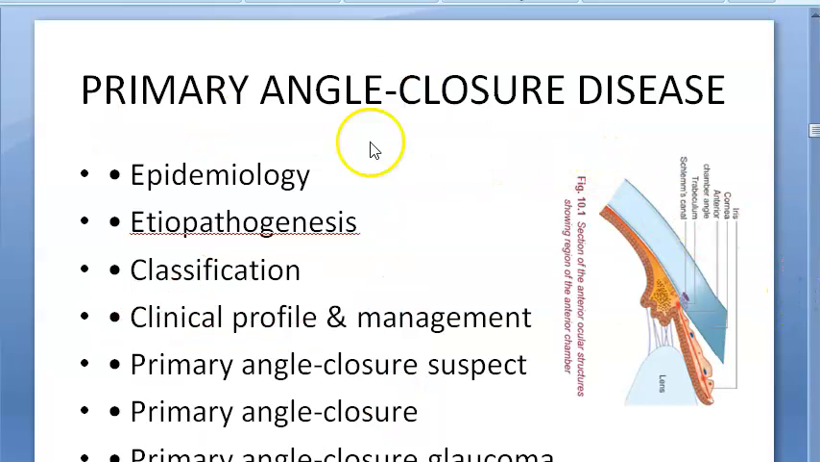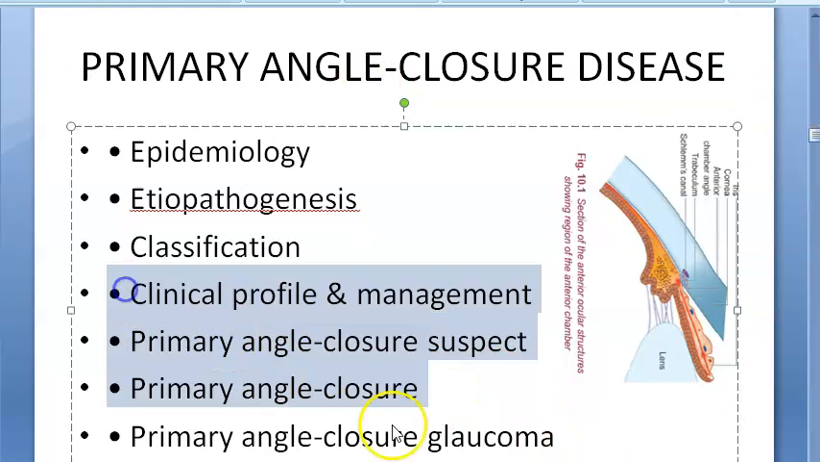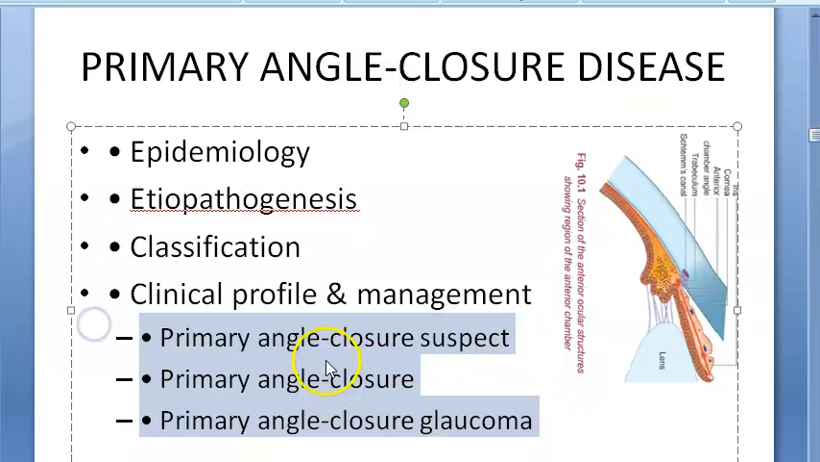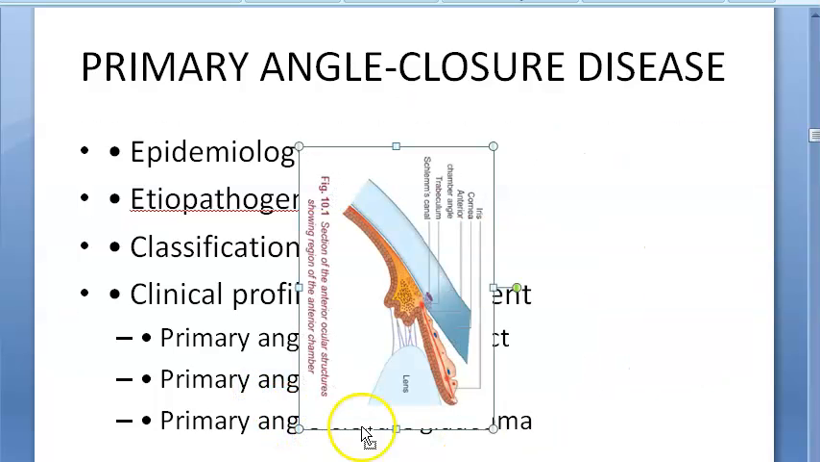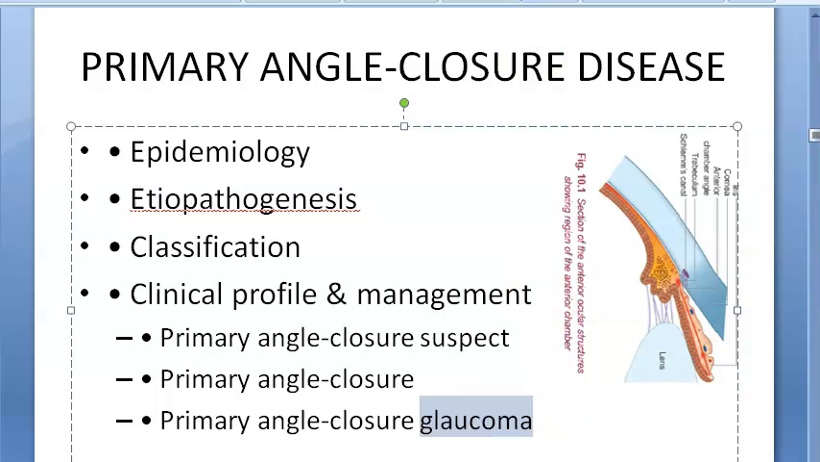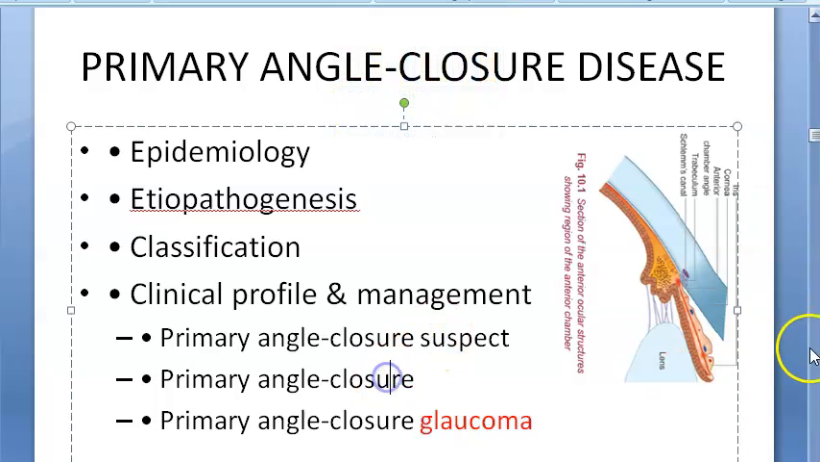So basically we are looking at primary angle closure disease. In that you have three things that we will look at. That is primary angle closure suspect, which means this person can go into primary angle closure. Then this person has gone into angle closure and finally will go into glaucoma. Glaucoma means there will be optic disc changes and also visual field defects. Only then does it become glaucoma. So we're trying to catch it early and classify them as suspect and closure, etc.